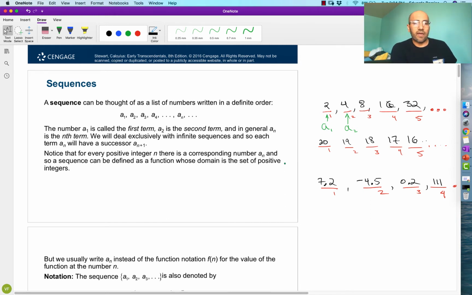Okay, notice that for each positive integer n, there is a corresponding number a sub n, and so the sequence can be defined as a function whose domain is the set of positive integers. We also refer to that as saying that it's a list of numbers that is indexed by the counting numbers, right? So it's the first one, the second one, the third one on the list, right?